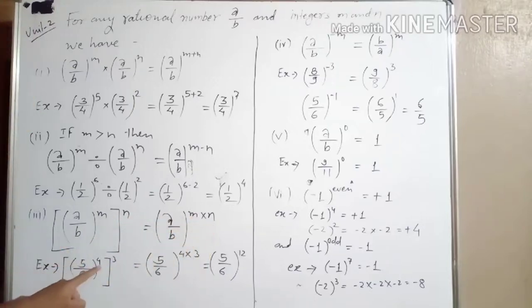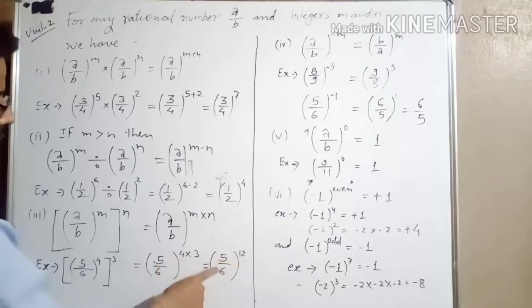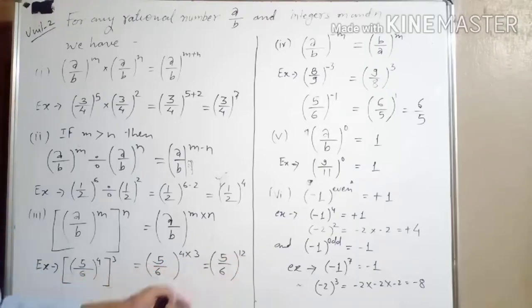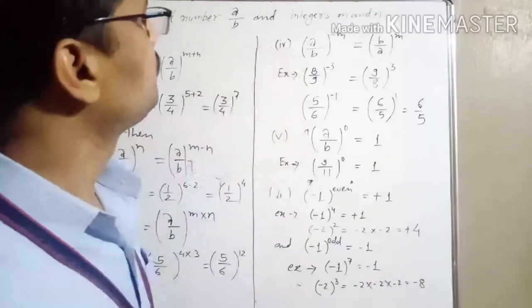Look at the number: (5/6)^4 and outside of the bracket power 3. So these two powers will be multiplied. 5 upon 6 will come as it is and 4 into 3. So what do we get here? 12. So (5/6)^12. This is our answer.